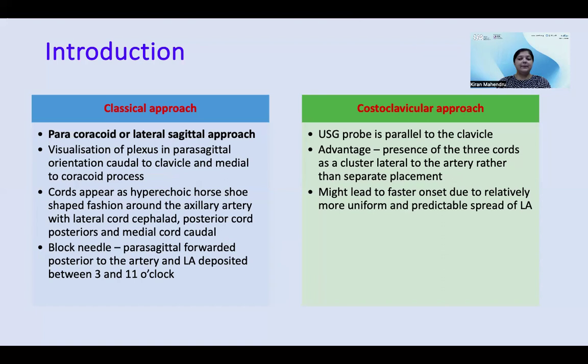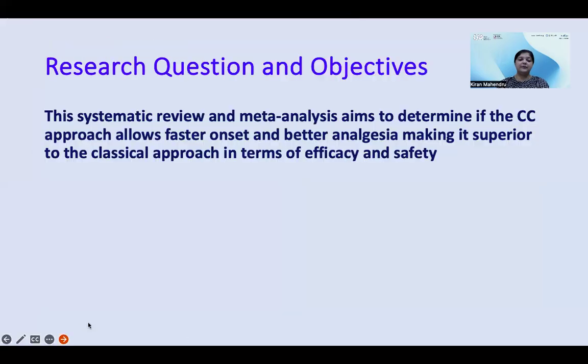In the costoclavicular approach, the ultrasound probe is placed parallel to the clavicle. The advantage is that the three cords are present as a cluster lateral to the artery rather than as a separate placement seen in the classical approach. This might lead to faster onset due to relatively more uniform and predictable spread of local anesthetic in the costoclavicular approach. Therefore, this systematic review and meta-analysis aims to determine if the costoclavicular approach allows faster onset and better analgesia, making it superior to the classical approach in terms of efficacy and safety.